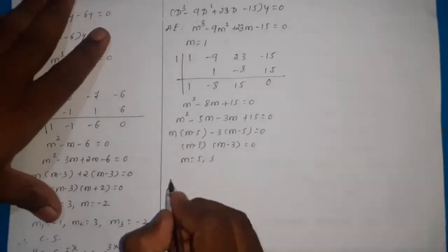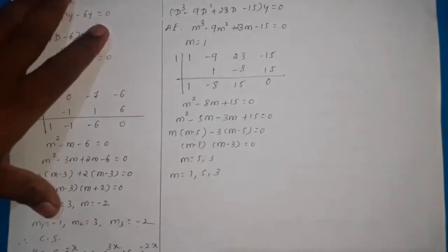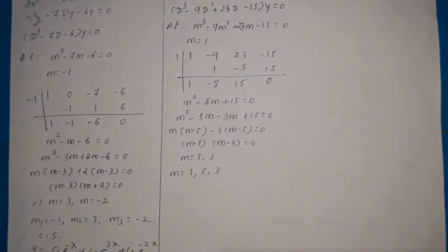Now, the roots of this equation 1, 5, 3, all the three are real roots and they are distinct roots. In the previous example also we had 3 real and distinct roots. So whenever we have distinct roots, the complementary function is given by c1 e power m1x plus c2 e power m2x plus c3 e power m3x plus c4 e power m4x and so on. Depending on the number of roots, we can write the terms in the complementary function.